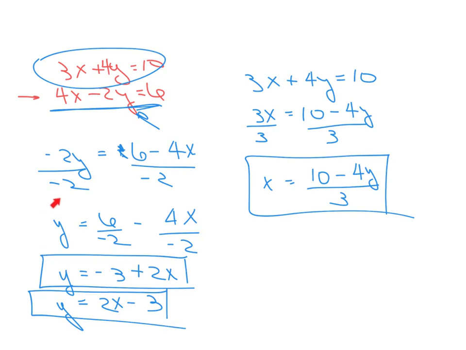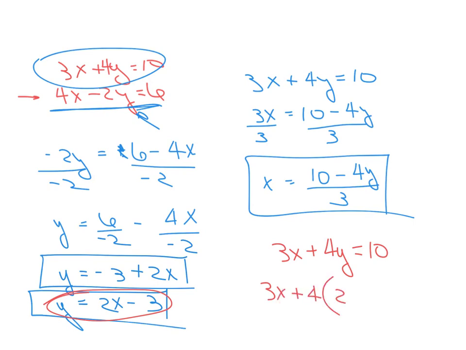Now I go to the other equation, this one right here. And let's go ahead and write that in red. This is the one that we did not solve for y. And because y equals this, now whenever I see a y in this problem, I can put 2x minus 3 in its place. And there we go. I can solve then for my x.